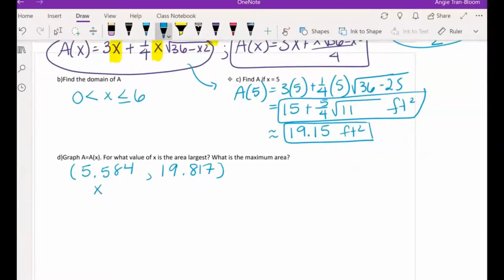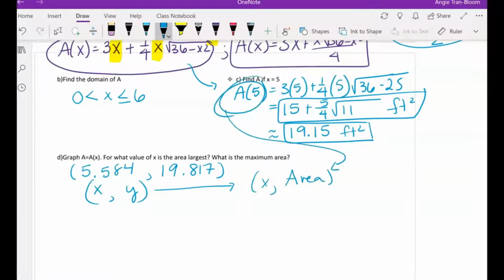This is the input, this is x, and this is technically y. But our y is not really y. Our y is really the area, because that's our output right here. So make sure you know what y represents. For what value of x is the area the largest after you graph it out? What I would like you to do is sketch it out first. X represents your base, and y is your area.